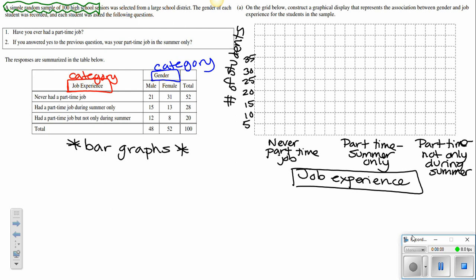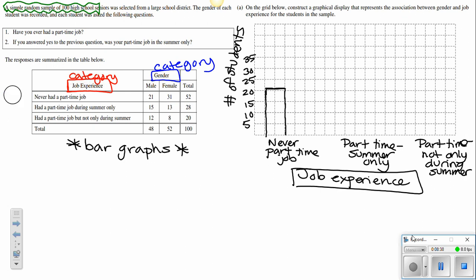Let's go ahead and graph this. So for never had a part-time job, I'm looking at this first one here with 21 and 31. So I have 21 males who have never done that and 31 females who have never done that. All right. So let's go ahead and graph that. Looking at this, we go up to about 21. I'm going to create a bar. I'm going to go by 2s here, so I think I have some space there. So that's going to represent males.